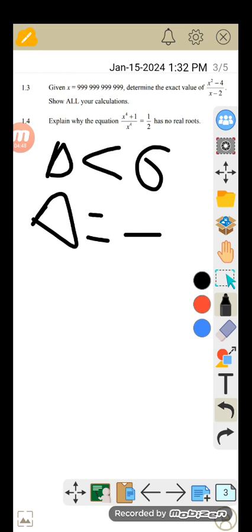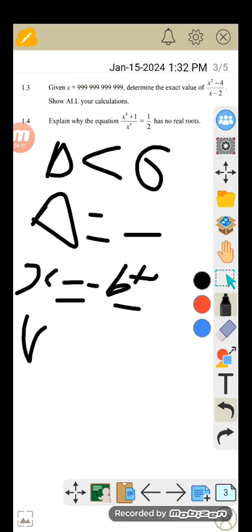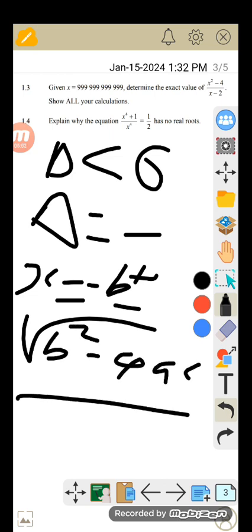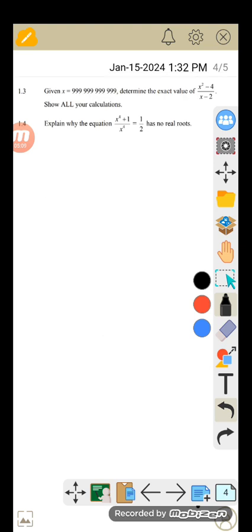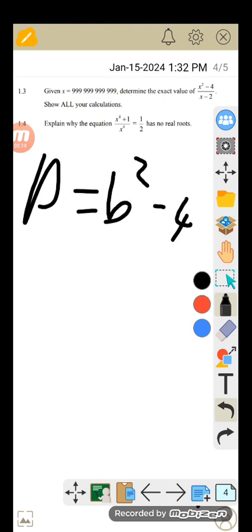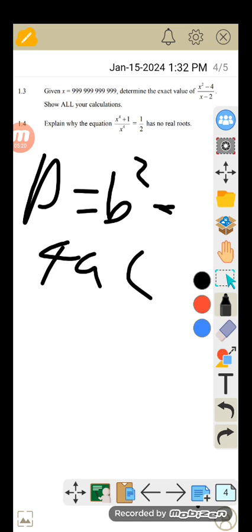It's because, you see, in your quadratic formula, you know that your quadratic formula is like this. X is equals to minus b plus minus root b squared minus 4AC over 2A. And this thing is our delta. Remember, delta is equals to what? B squared minus 4AC. Like this, guys.